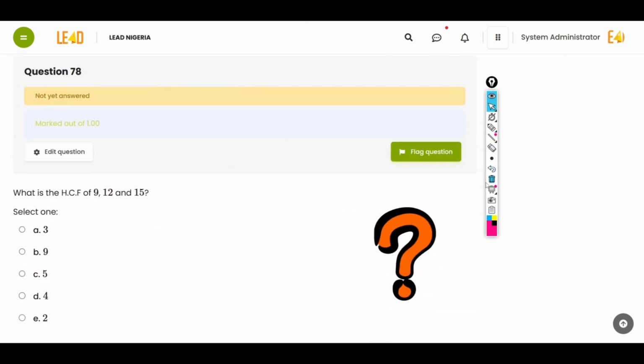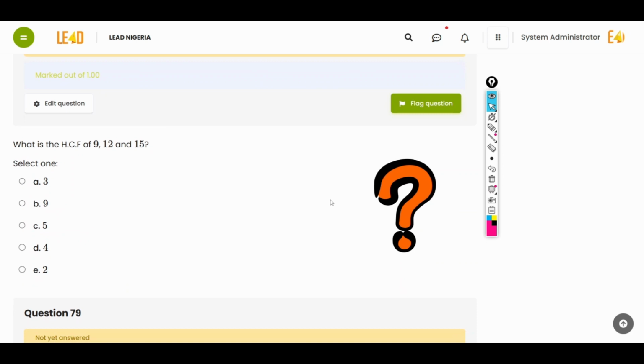Okay, 78 says, what is the HCF of 9, 12, and 15? All right, so let's draw it out. We have 9, 12, and 15. What could work that can divide everything? Just 3. All right, so we'd have 3, 4, 5. There's nothing else that can divide through, right? So we are done.